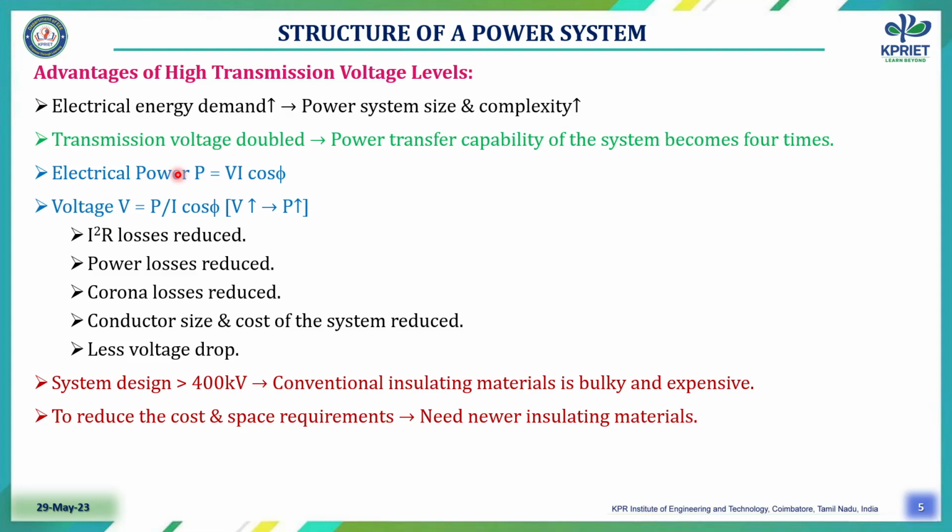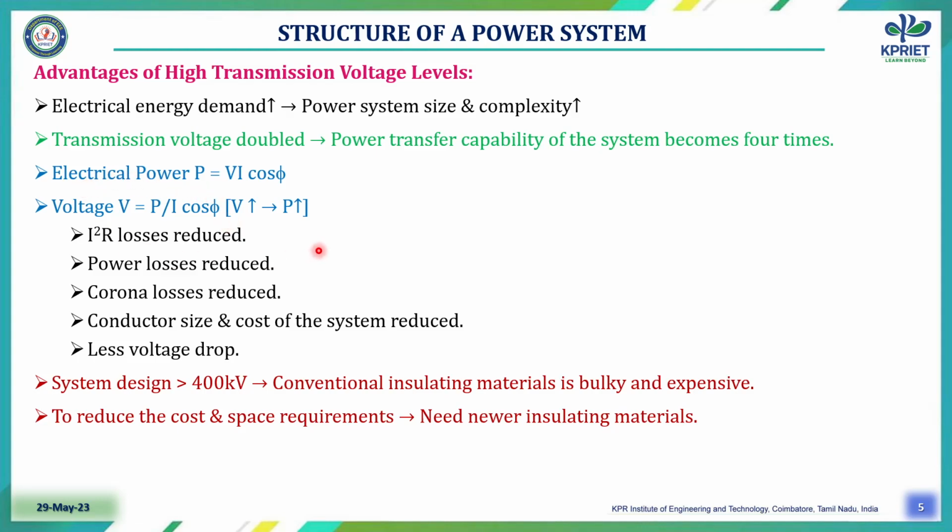If we are able to generate the power, then we can either increase the voltage or increase the current. If we increase the current, we face difficulty in the system because the current will determine the size of the conductor. That's why we have to go for the voltage.